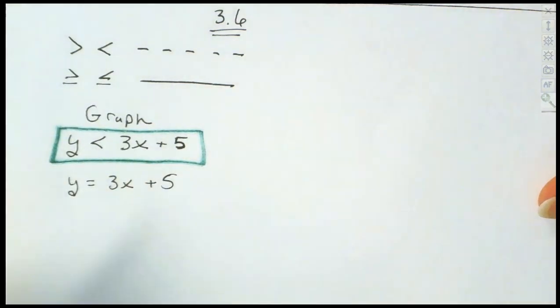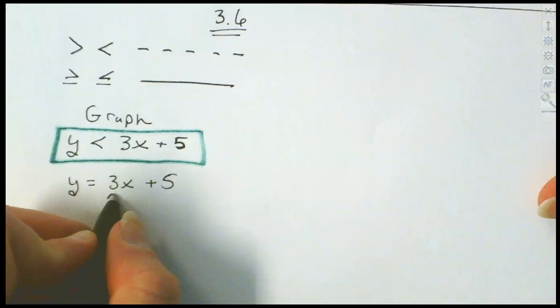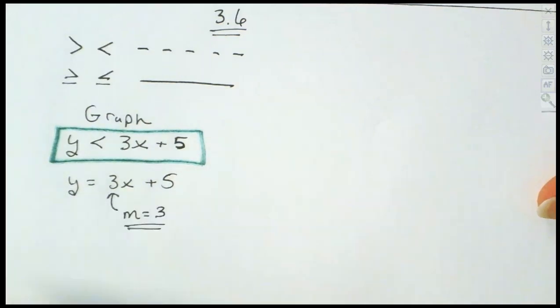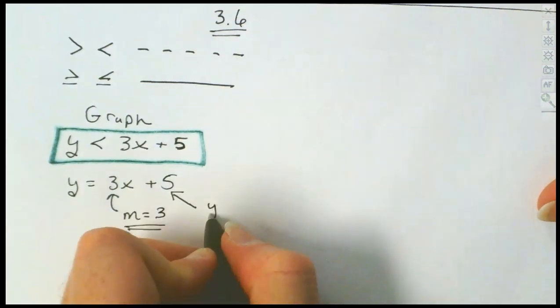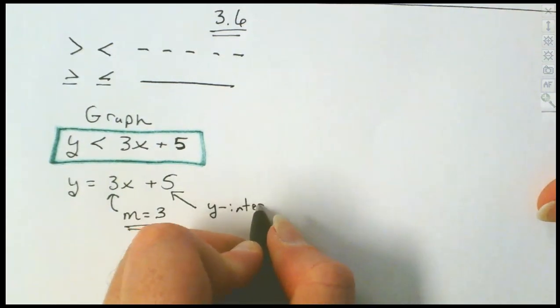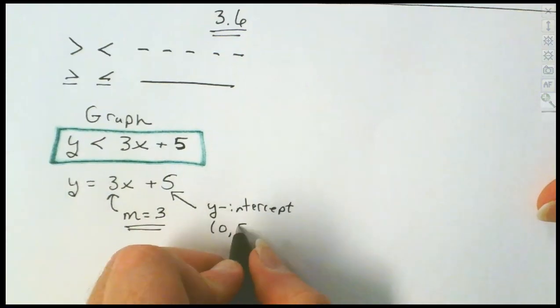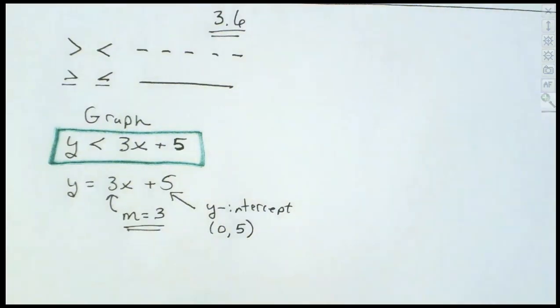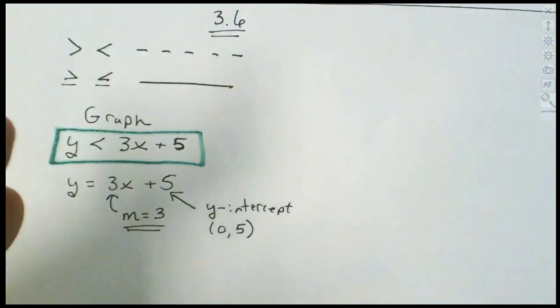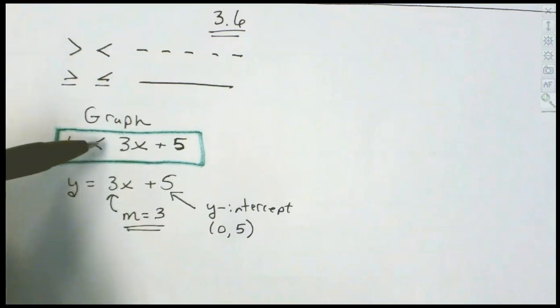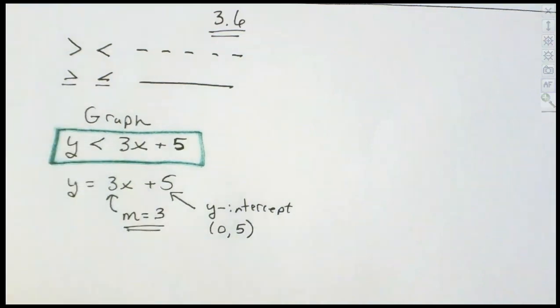And if I want to graph this line, since it's y equals, our slope is 3. And that 5, well, that represents the y-intercept, and that is (0, 5). So we boxed the original so we wouldn't lose it. We just replaced our inequality with an equal sign so we can graph it.